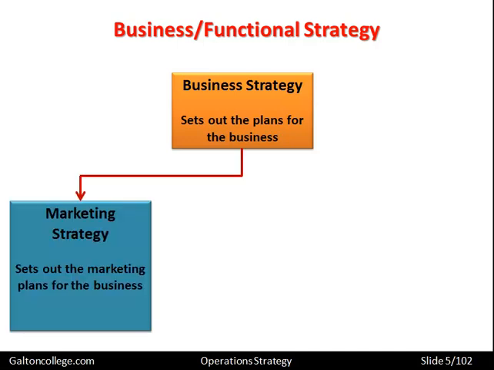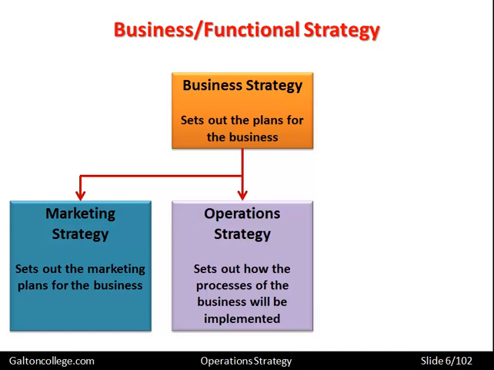For example, the marketing strategy. The marketing strategy will aim to make a big contribution towards the attainment of the overall business strategy. So the marketing strategy will set out marketing plans for the business, and those marketing plans will be in line with the business aspirations, what the business wants to achieve. There will also be an operations strategy which sets out how the processes of the business will be implemented. This shows in detail what functions the business needs to undertake and how it will go about achieving those functions.